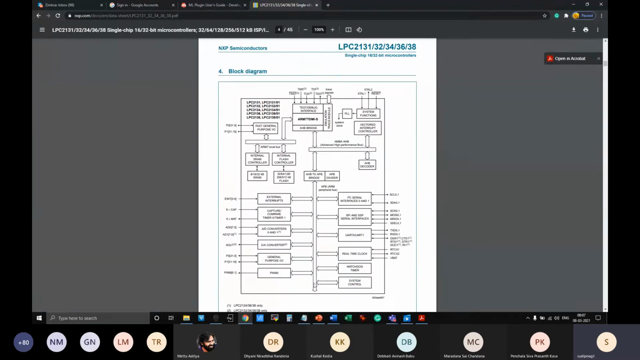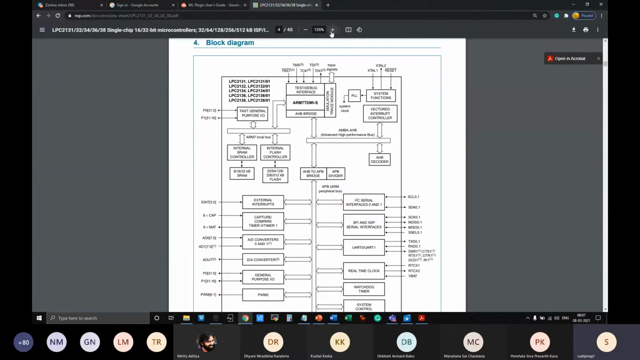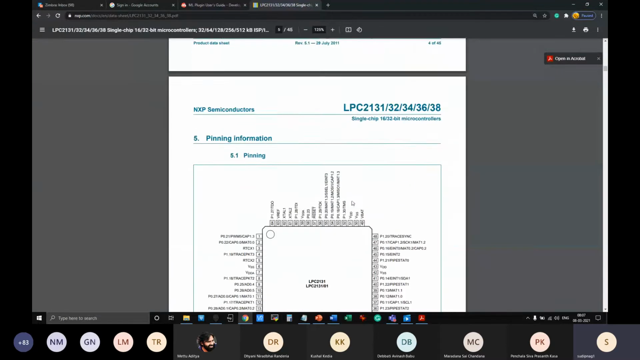We have also seen the block diagram of this ARM microcontroller, and we've seen that in this particular microcontroller there is an ARM7 core and a lot of peripherals, and there are different buses within the microcontroller. So the ARM7 local bus, the advanced high performance bus, the ARM peripheral bus or advanced peripheral bus. There are lots of peripherals available within this ARM microcontroller. So we have seen all those things.